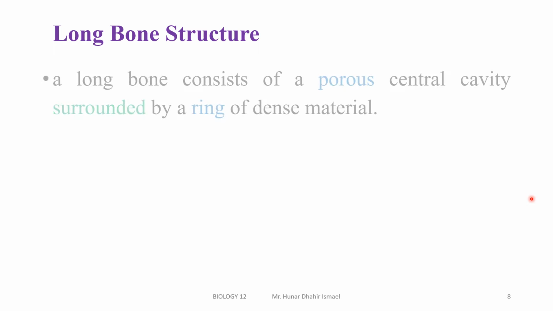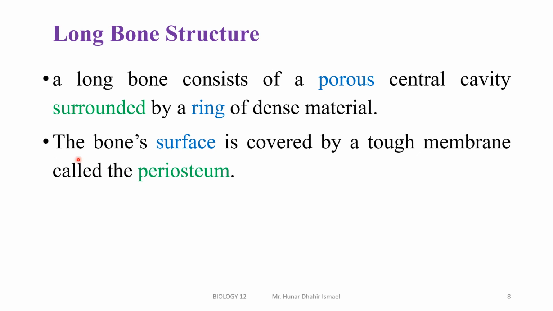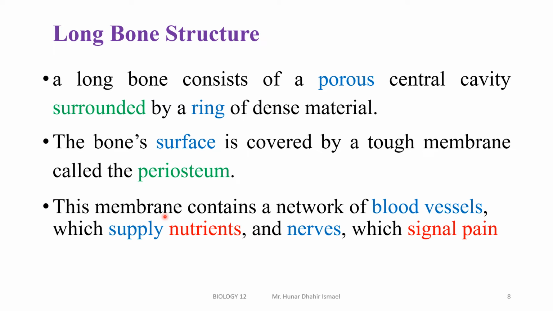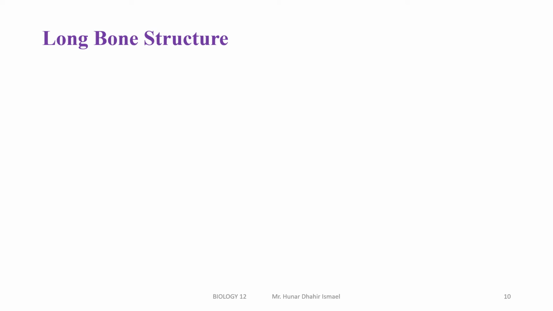Now, the long bone structure. A long bone consists of a porous central cavity surrounded by a ring of dense material. The bone's surface is covered by a tough membrane called the periosteum. This membrane contains a network of blood vessels which supply nutrients, and it also contains nerves which feel pain.